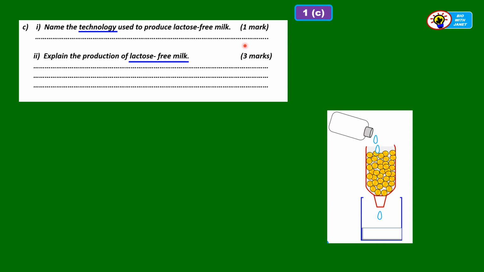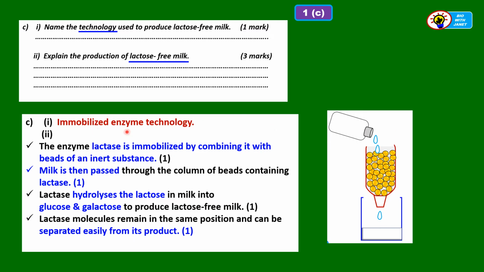Next, name the technology used to produce lactose-free milk. What is the name of the technology? And also, number 2, explain the production of lactose-free milk. So you can pause the video for a while and try to answer these questions. Right, let's look at the answers. Technology used to produce lactose-free milk is the immobilized enzyme technology. All right? So textbook spells it with a Z, so I use that here. Now, if you spell with an S, actually it's not wrong also, but we stick to the textbook spelling.